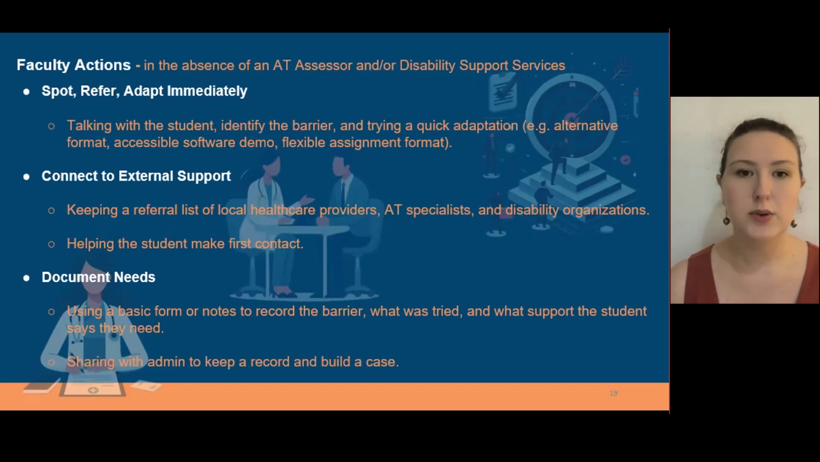Documents needed, using a basic form or notes to record the barrier that the student has, what was tried, and what support the student says that they need. And then going on later to share this with the administration to keep a record and build a case.